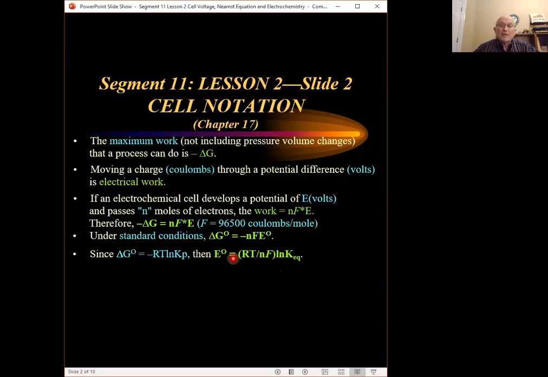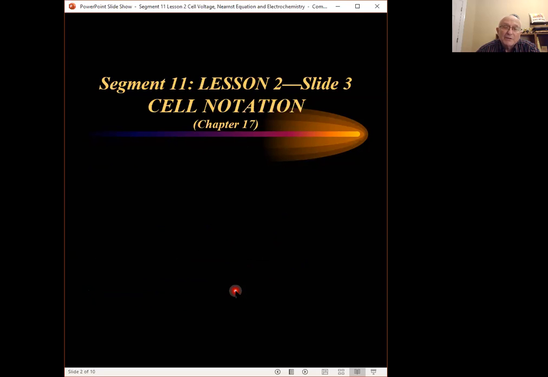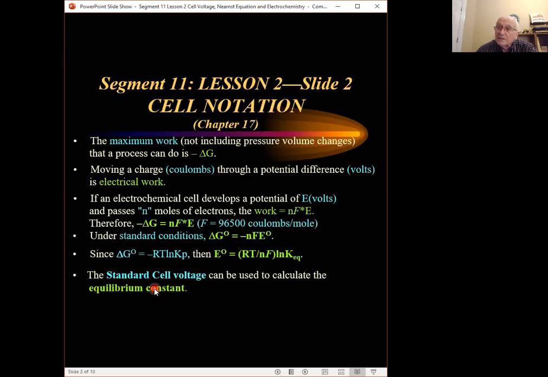Now, remember earlier we showed that delta G superscript zero is minus RT log Kp. That allowed us to get the delta G value and calculate the equilibrium constant. So look at what we've got here. We can calculate the equilibrium constant, just rearrange all these things, and E superscript zero then is RT divided by NF times the log of the equilibrium constant. So the standard cell voltages can be used also to calculate equilibrium constants. So this is very, very useful.